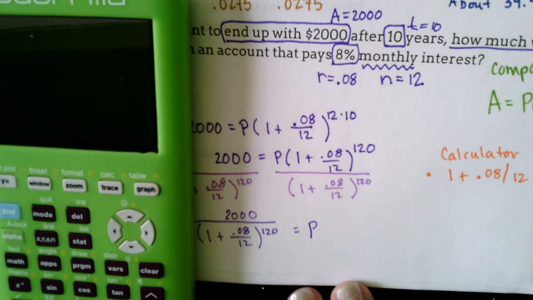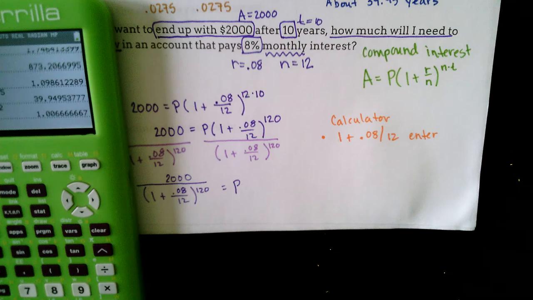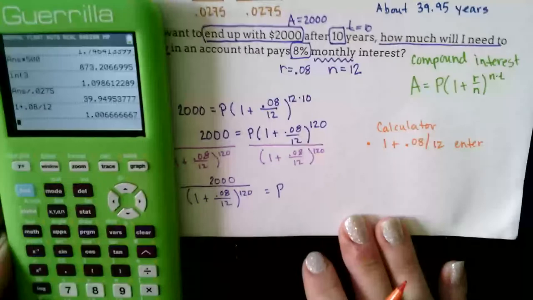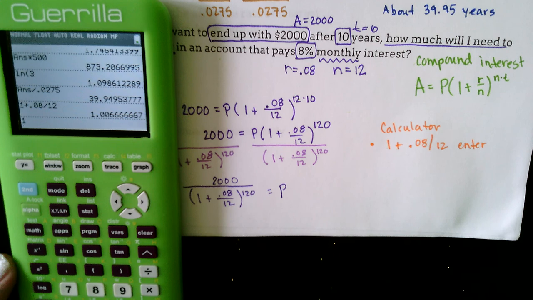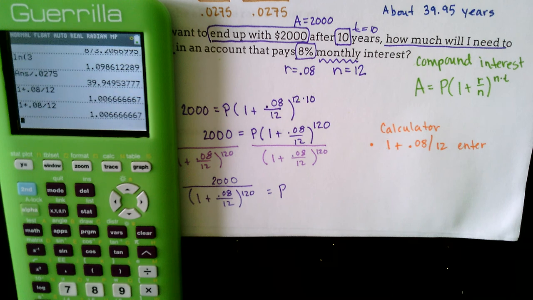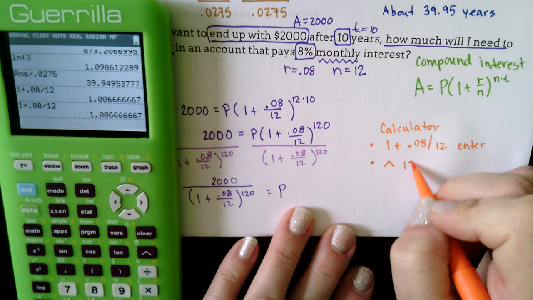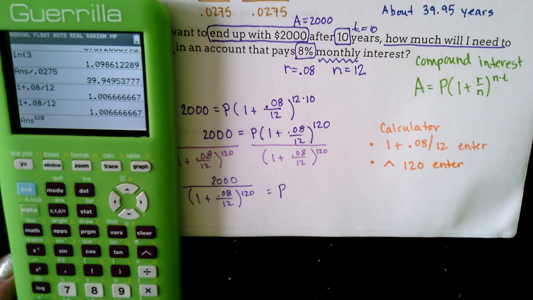Okay, see if you can see everything. There's a word over there that says enter, but I don't want to. There, that'll help. Okay, there we go. So 1 plus 0.08 divided by 12, enter. Then I'm going to raise that up to the power of 120 and hit enter.